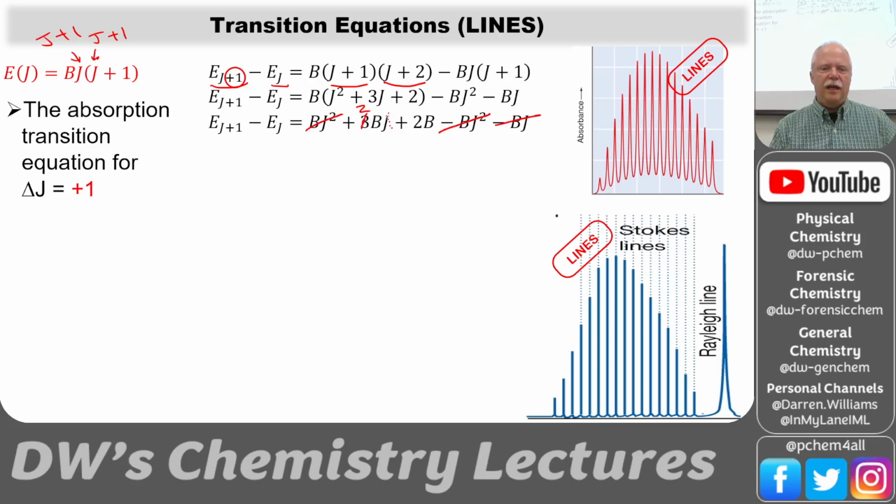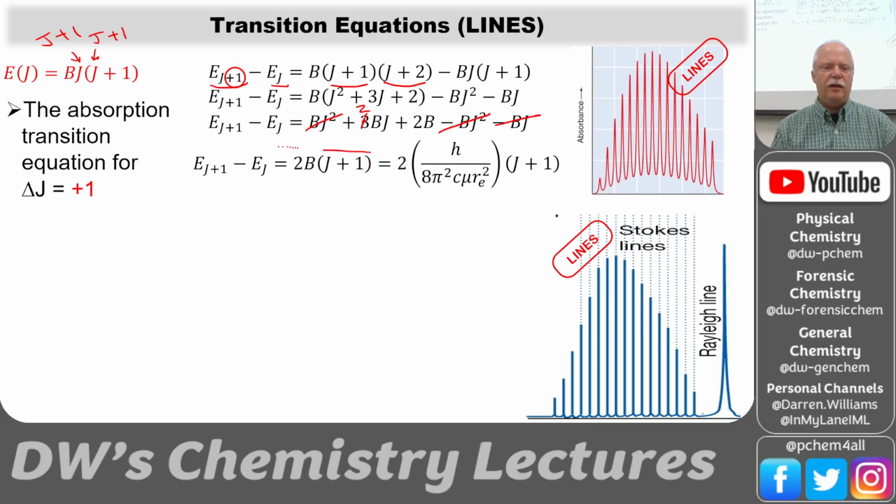All right. And then I can pull the 2B out of this. I have 2B times J plus 2B. So I'm going to pull that 2B out front. And I have 2B times J plus 1. So that's my transition equation. And what I'm trying to show you is that B value has the mass of the particle in it and the bond length information. So if we're dealing with a diatomic molecule, it's super easy to solve for the bond length. And that's what you guys are going to do.